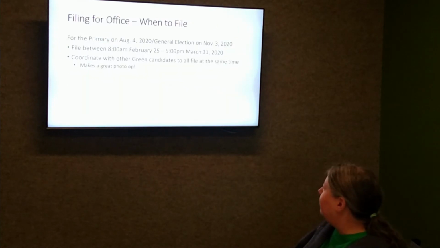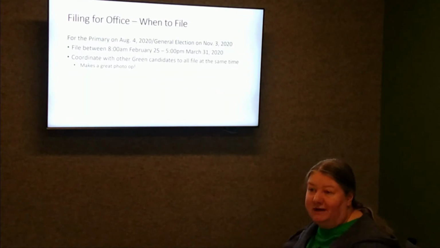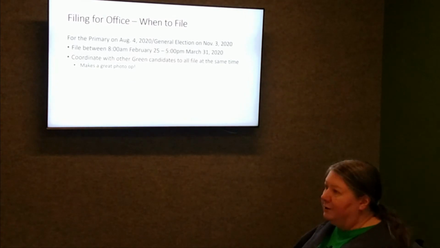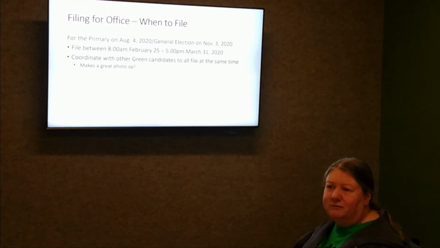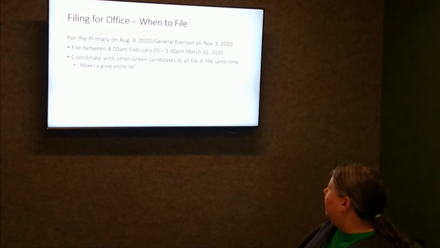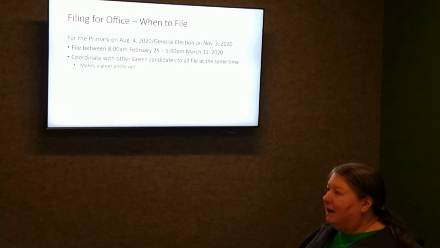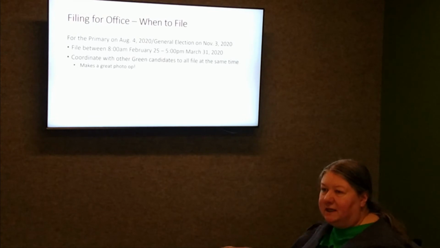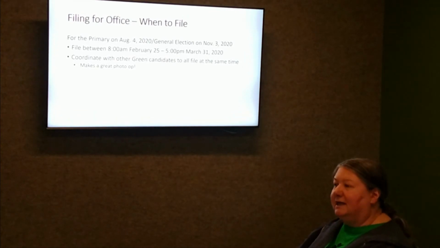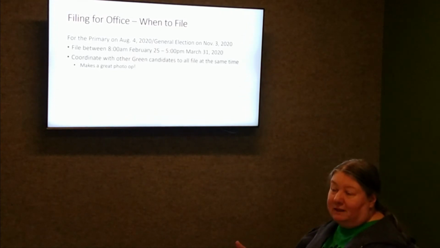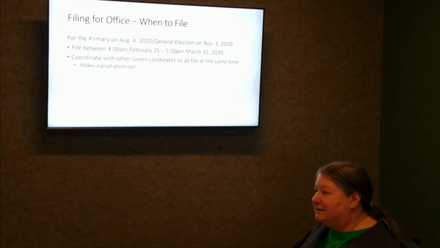Okay, so now that you've done all of this prep work, now you can file for office. The filing is between 8 a.m. February 25th through 5 p.m. March 31st. So it's over a month. What we'd like to do, and it's not mandatory, but it'd be kind of cool, is if there was a way that all of the green candidates from around the state filed at the same time. We did that last time, did a little photo op, we invited the media, no media showed up, but we put it on our website, so we had our own little press release.